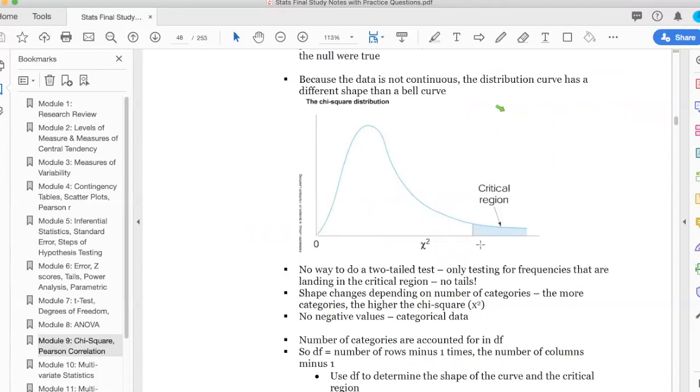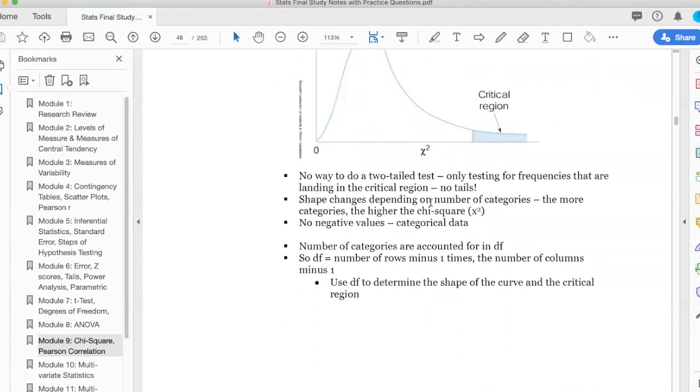So you're going to have this really weird curve that doesn't really look like a normal bell curve, but you still have your little critical region, your tail. So again, you can't do a two-tailed test. The shape of this will change depending on the number of categories, but you don't need to worry about that. Obviously, there's not going to be any negative values because your numbers have no mathematical meaning, right?